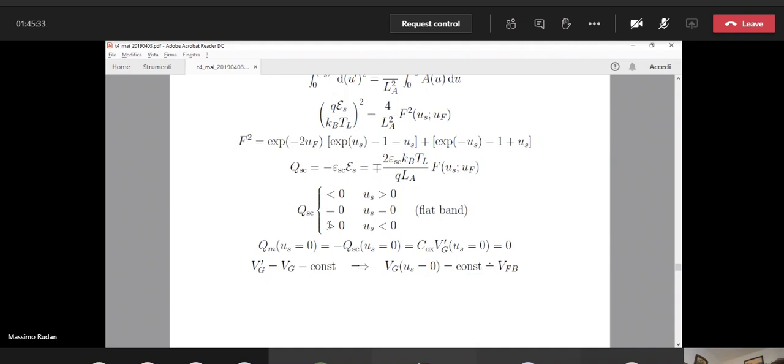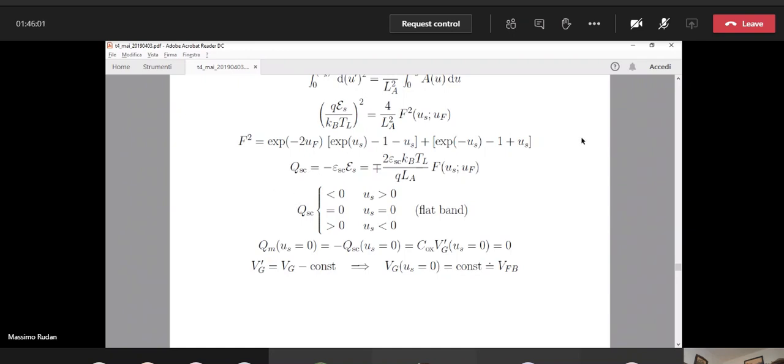Finally, when US is zero, you can look at the function f squared, okay? When US is zero, this exponential is 1 and kills the 1. US is 0, this exponential is again 1 and kills the 1. So F is 0 when the surface potential is 0. That makes the field and the charge equal to 0.